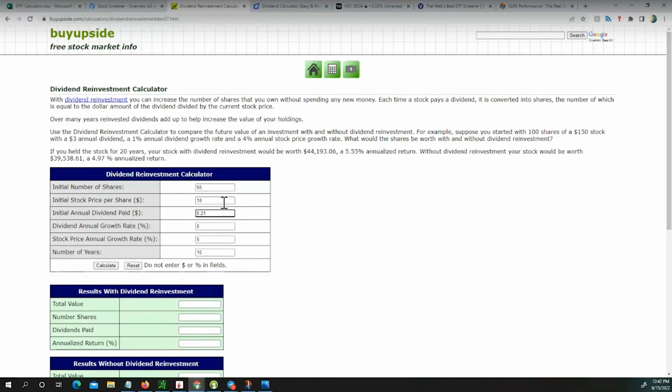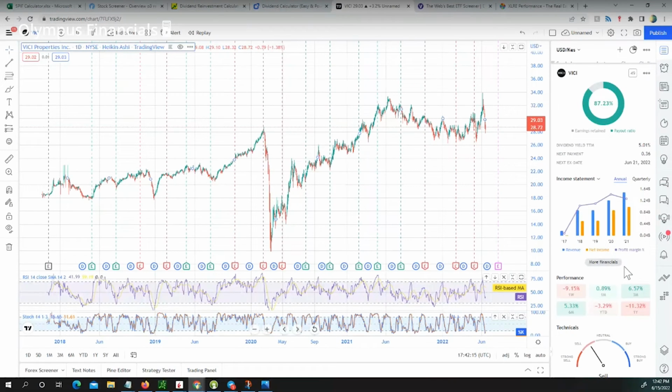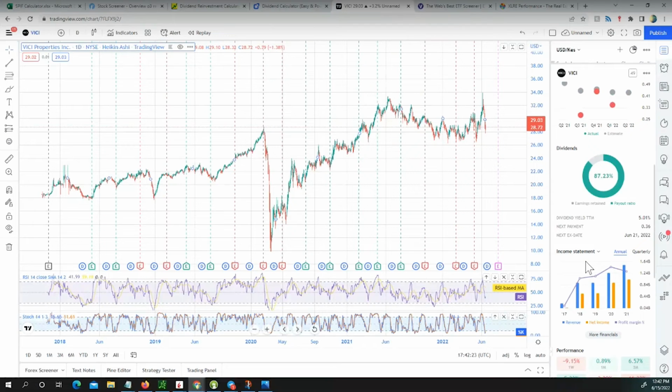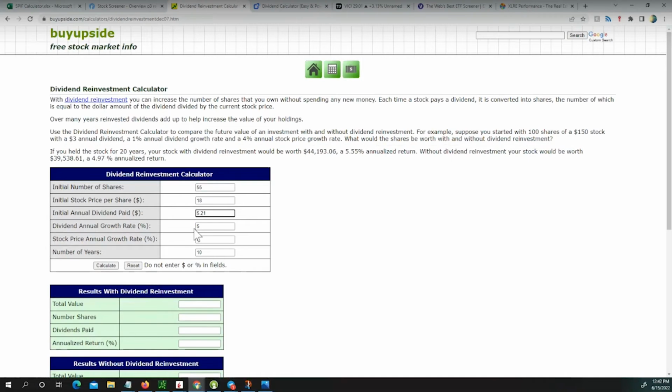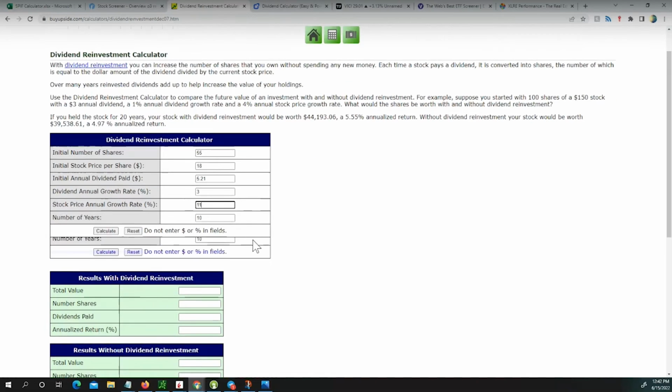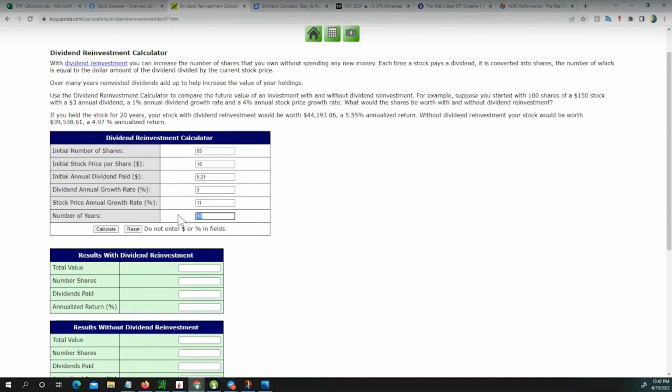Then we want to see dividend growth. I don't know if it shows here. It doesn't show the growth rate. I think I need to find that out. But let's assume they just do 3% growth. Then the annual growth rate of the stock, we saw, was 11%. The number of years, 2018 to date, is 4 years, something like that. Okay, let's see.